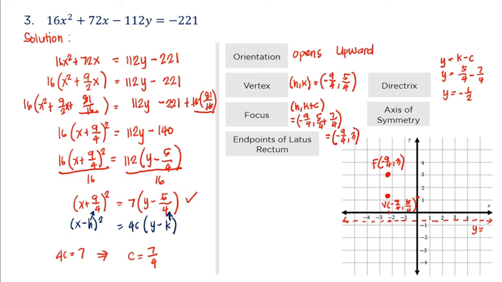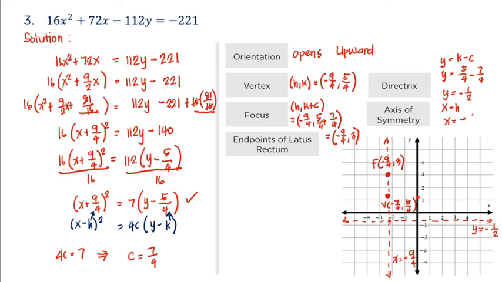Now for the axis of symmetry, it is vertical. It passes through the vertex and the focus. So we have this one. So this is our axis of symmetry, and that is just x equal to h, and that is negative 9 over 4. So you have x equal to negative 9 over 4.